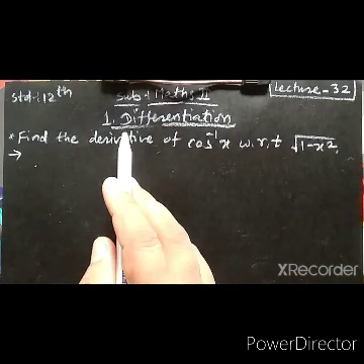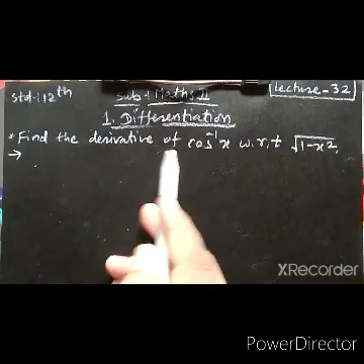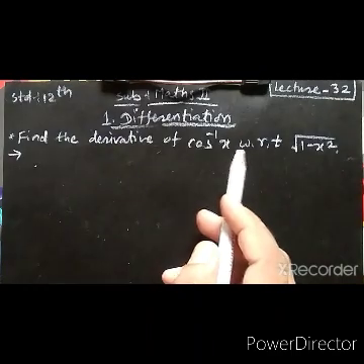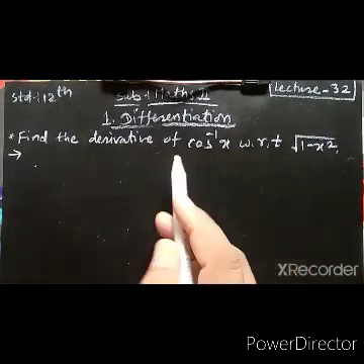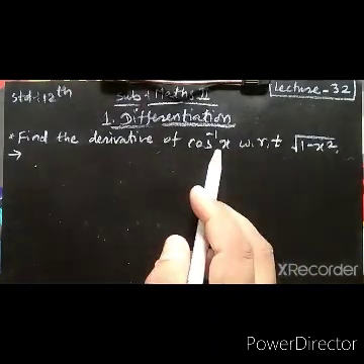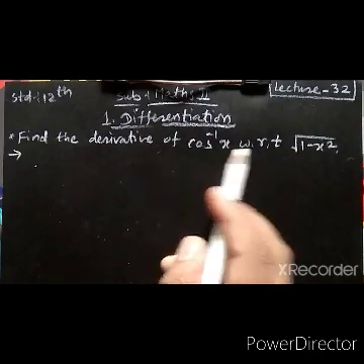Let us see differentiation. Let us see an example. Find the derivative of cos inverse x with respect to root 1 minus x square. So two functions are given in x. For these two functions, we have to consider letters u and v.